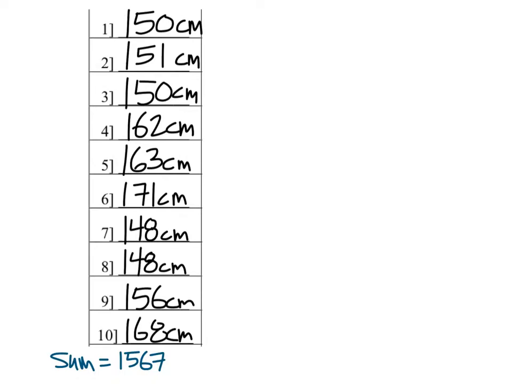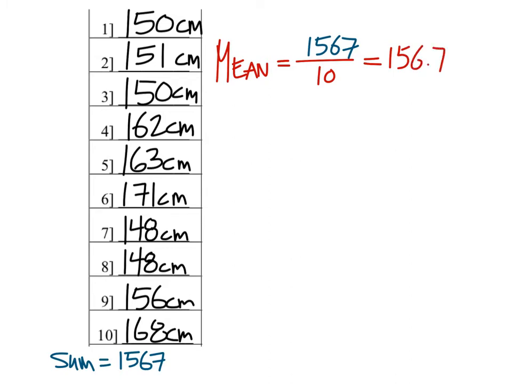So let's go ahead and find the mean. So we will need that sum, the 1567, and then from there we're just going to divide it by the 10 numbers. And we'll round it. Okay, so we get 156.7 centimeters, which I'm just going to round to 157 centimeters as our mean.